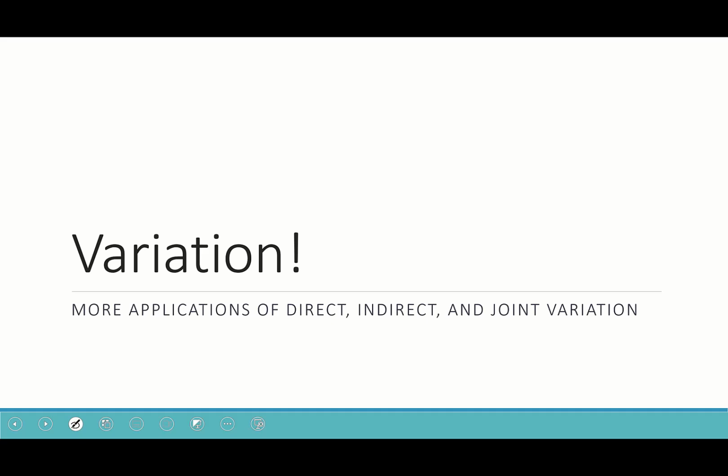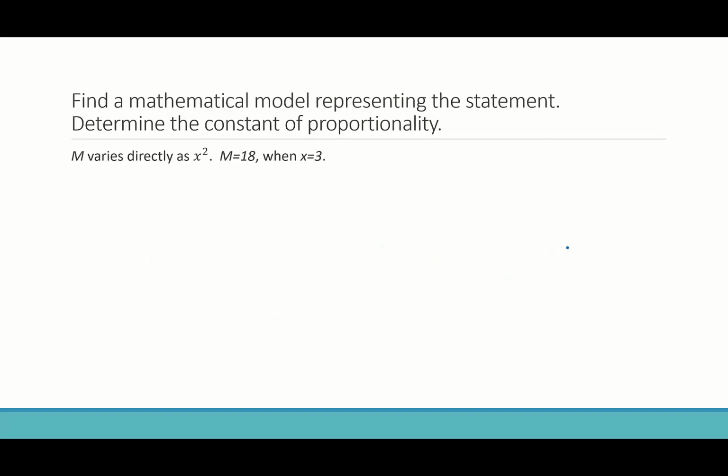In this video, we are going to look at more applications of direct, indirect, and joint variation. We might want to recall that for direct variation, we can use the formula y equals k times x. So we say y varies directly with x. In indirect variation, we would say y equals k over x. And in joint variation, we add a third variable z, where we say z equals k times x times y. Okay, let's take a look.